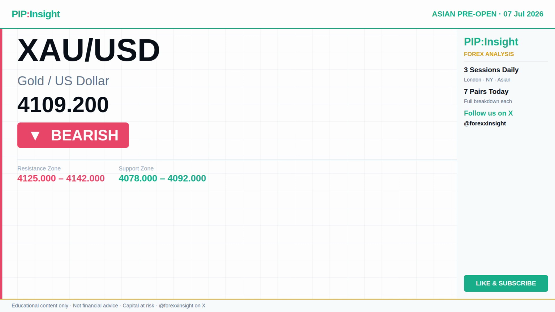On the fundamental side, the calendar is light. Governor Bowman speaks early in the European morning, but it's rated low impact, so don't expect that to be a meaningful catalyst. That means gold will likely take its cues from broader dollar sentiment and any residual safe haven positioning shifts overnight. Levels to keep on your radar: $4,125 to $4,142 as resistance, and $4,103 then $4,078 on the downside.